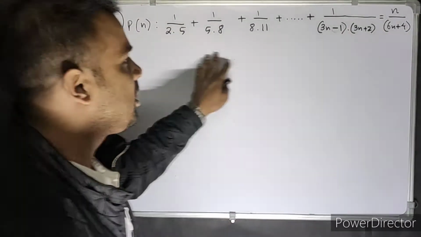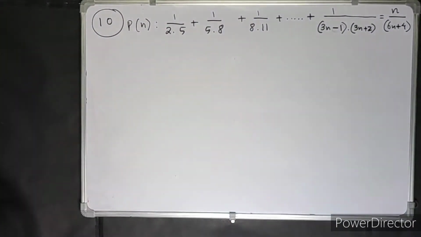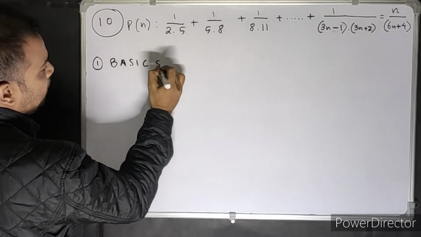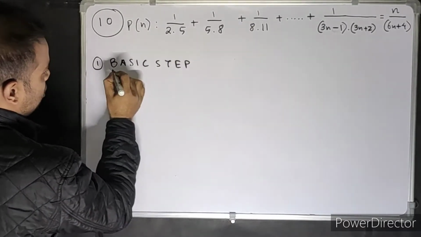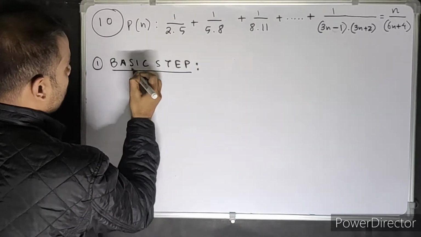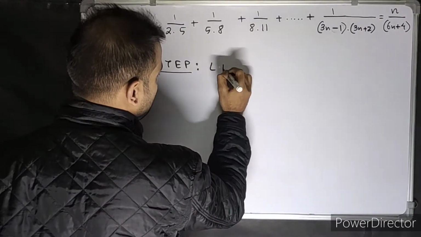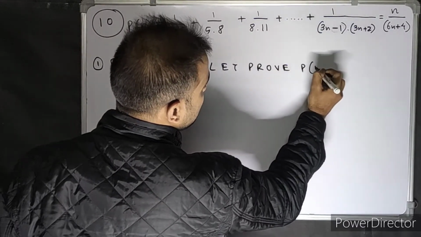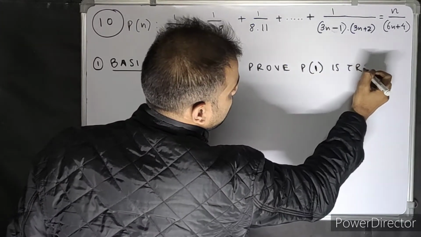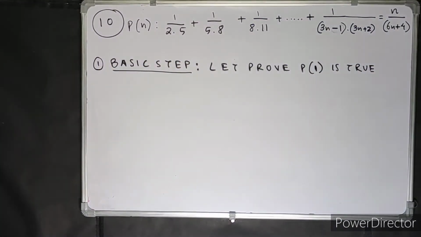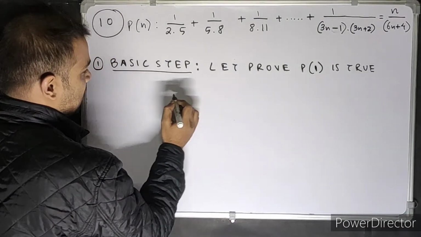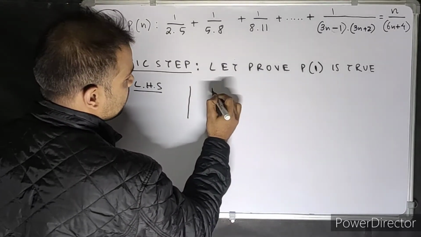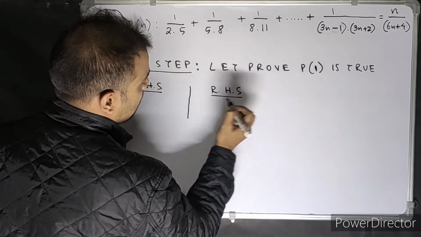Alright, so this is your question. You have to prove that this part is equal to that. You know what to do? Start with your basic step. By now all of you know what to do. Let us prove P of 1 is true. So two parts, LHS and RHS. This part is LHS, left hand side. This part is RHS, right hand side.